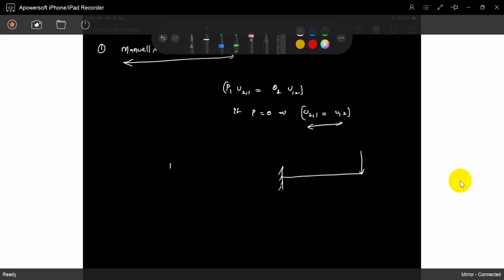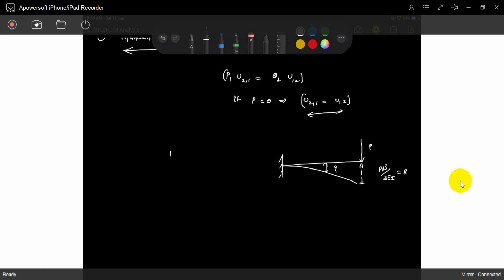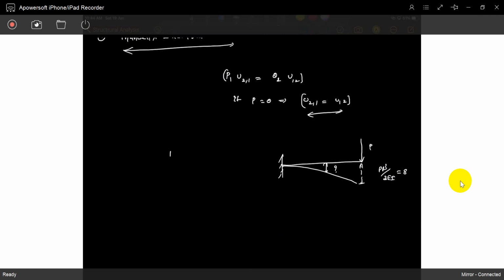Same problem. This is a P force. What is the displacement? PL cubed by 3EI displacement. What is the displacement here? So how can we calculate it? See, I applied another P force. This P force is equal. Are understood?